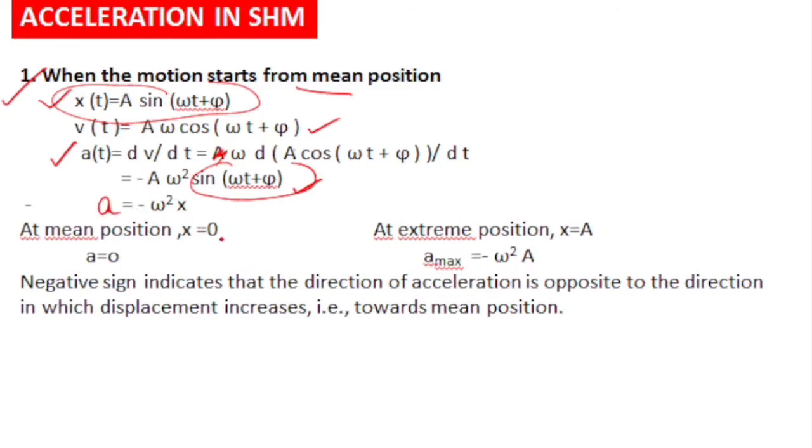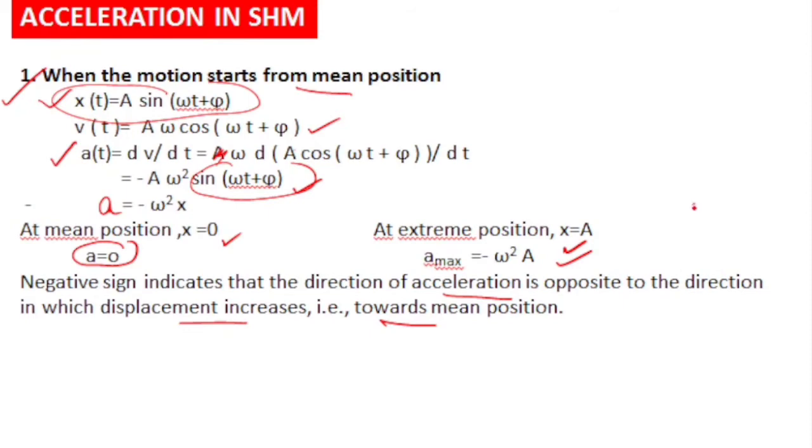At mean position, again x is 0, so at mean position acceleration is 0, and at extreme position x may be +a or -a, so acceleration is maximum at extreme position, ω square a. At +a, acceleration is minus ω square a, and at -a, acceleration is plus ω square a. The negative sign indicates that the direction of acceleration is opposite to the direction in which displacement increases. It means it is always towards the mean position.